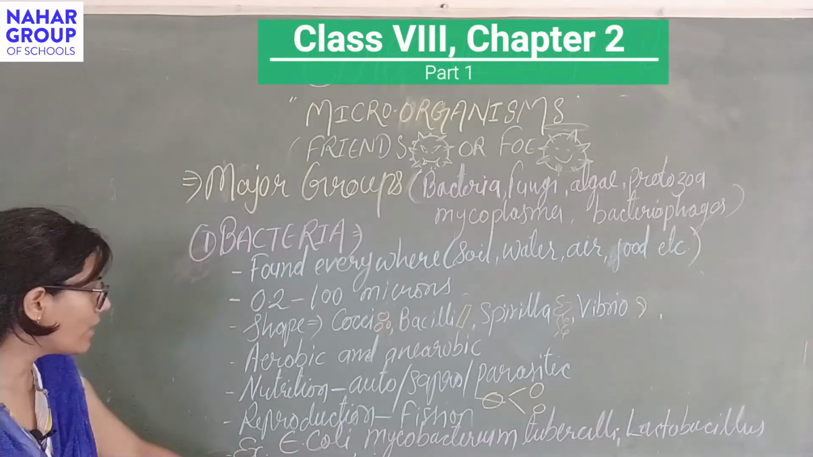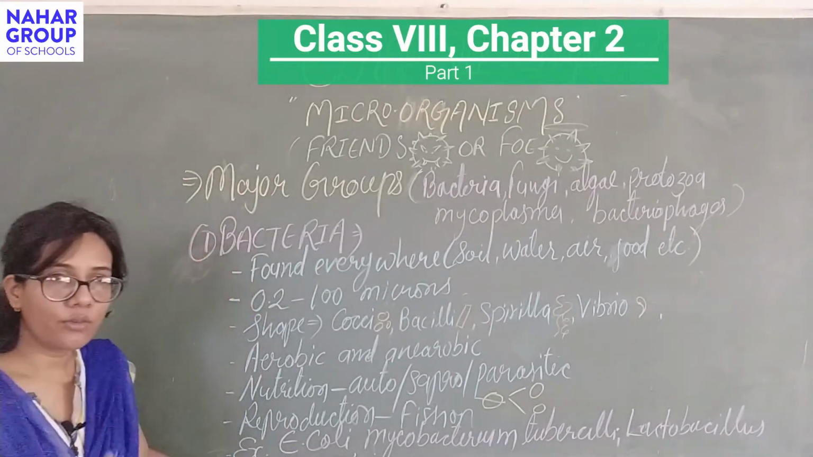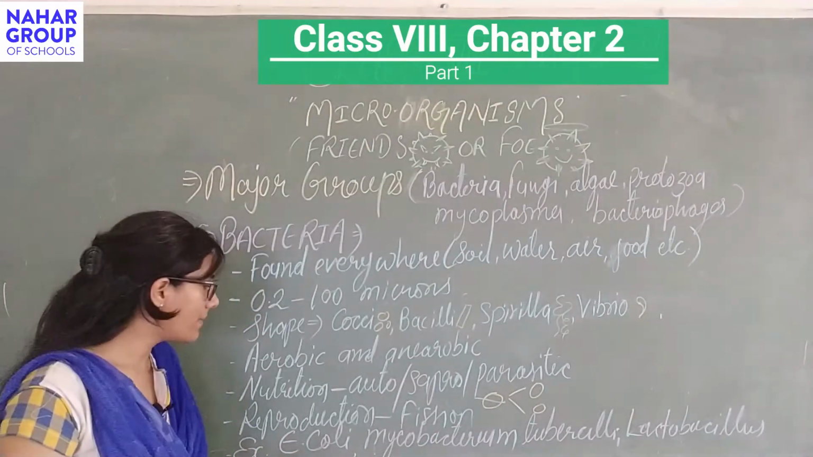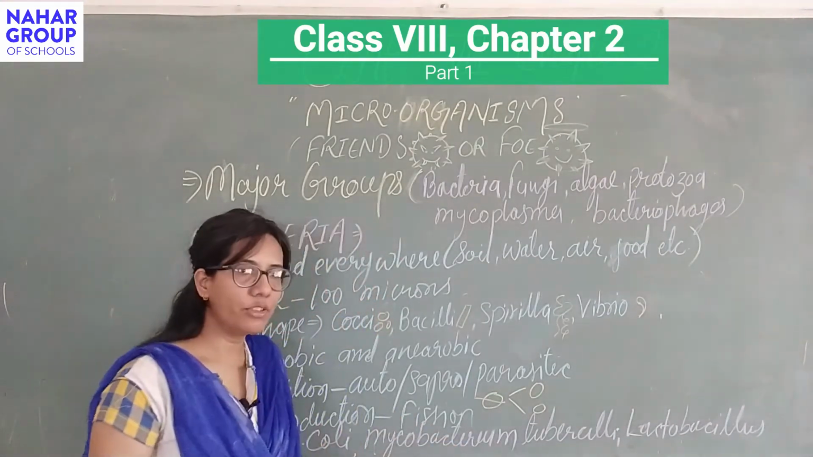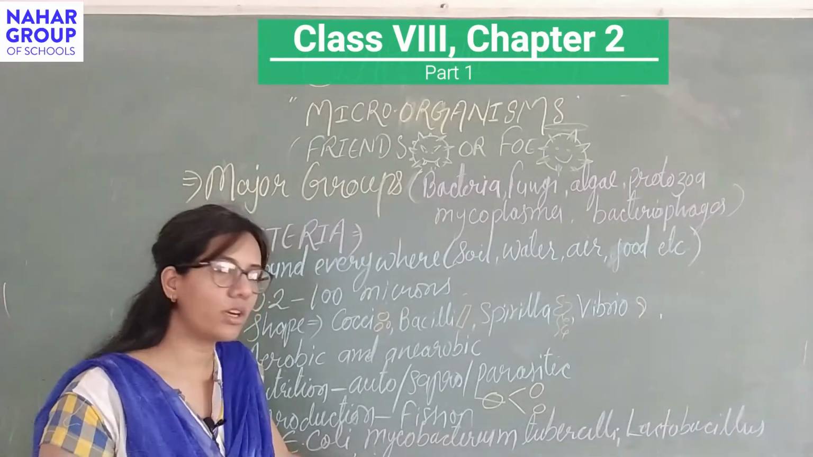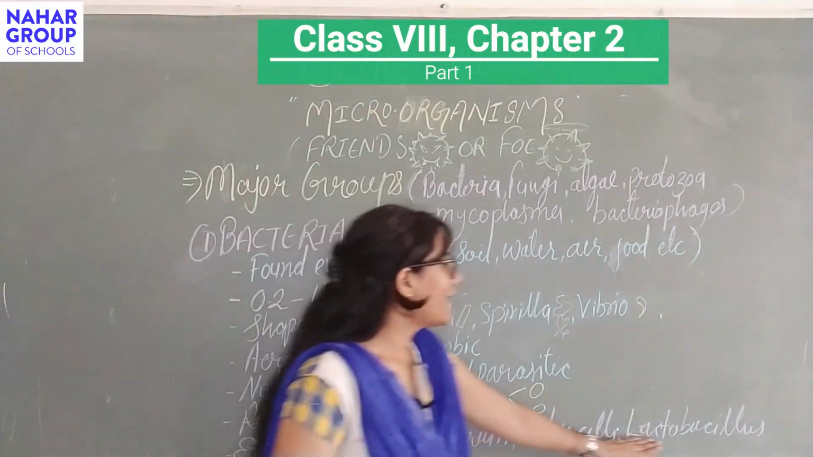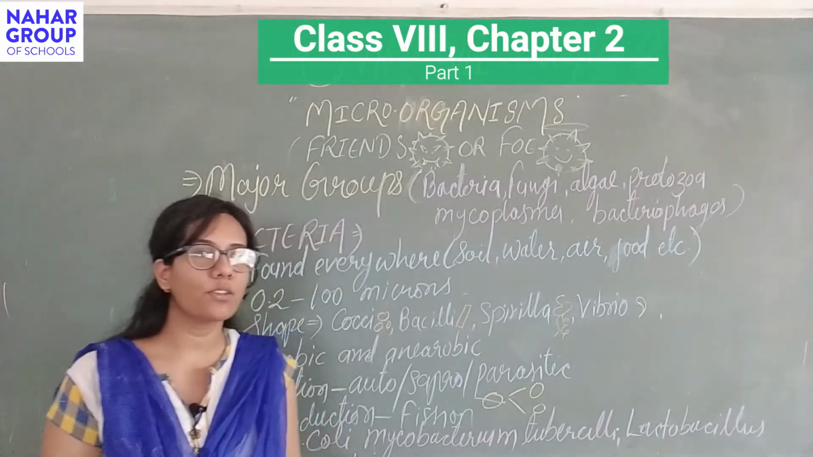Examples: if we see E. coli, Escherichia coli, many of the experiments on microorganisms are done on it. Mycobacterium tuberculosis is a harmful bacteria. It causes a disease called tuberculosis, or in short TB. Lactobacillus is a beneficial bacteria which converts our milk into curd.